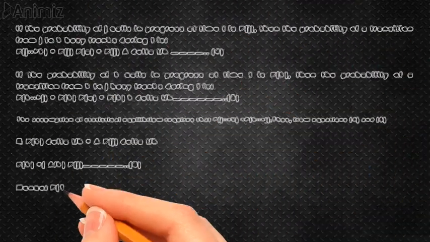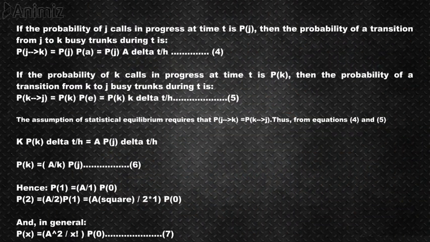Now, if the probability of j calls in progress at the time t, that is, the probability of the trunk being in state j, is given by P of j, then the probability of transition from j to k busy trunks during t is given by P of j into P of a. Therefore, the formula becomes P of j into a delta t by h. Similarly, if there are k calls in progress, the probability of transition from k to j busy trunks will be equal to P of k into P of E, which is P of k into k delta t by h.